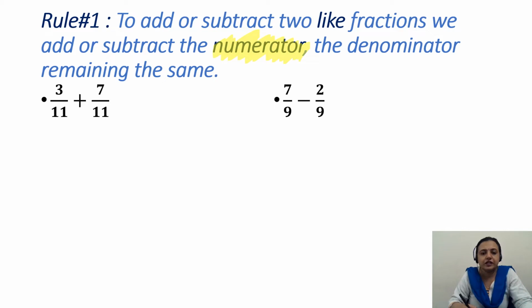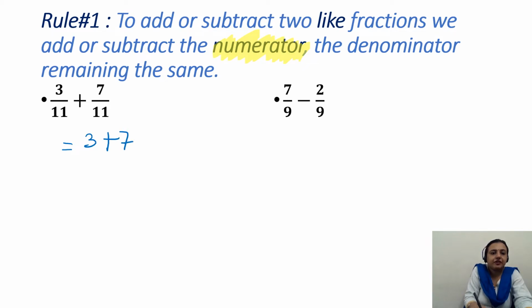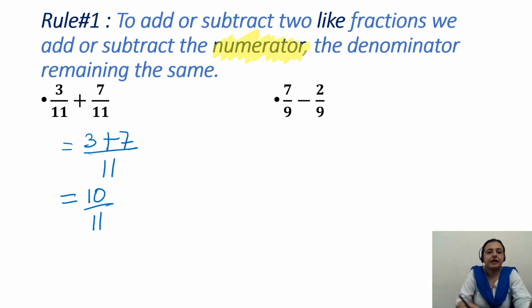So let's see how to do. Simply now add the numerators. So this will be 3 plus 7 upon the denominator, which is the same, 11. So this is 10 upon 11, the final answer. As simple as that. Just remember this rule: add or subtract the numerators.